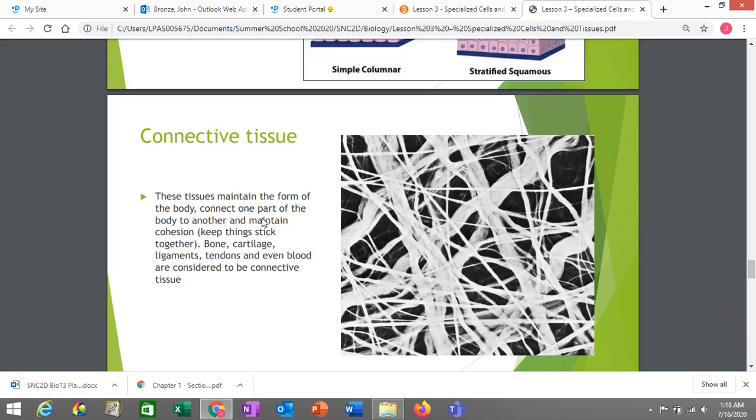Okay, so that's it for animal tissues, right? Just remember the different types, the 4 different types. So you've got nervous, muscle, epithelial, and connective.